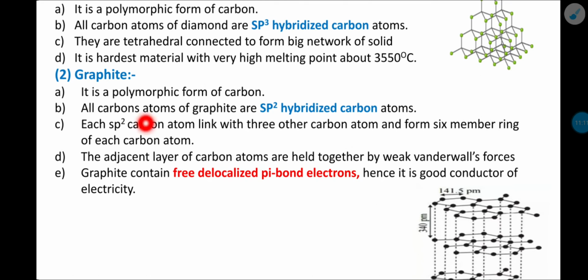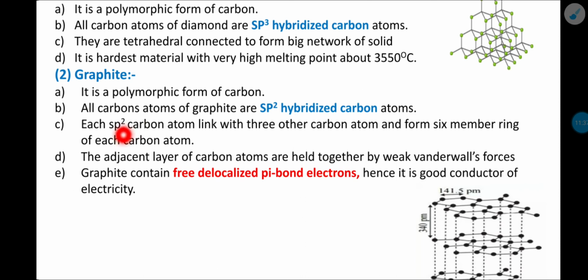The second covalent solid is graphite. These are the properties of graphite. It is a polymorphic form of carbon. All carbon atoms of graphite are sp2 hybridized carbon atoms. Similar questions may be asked: all carbon atoms of graphite are sp2 hybridized carbon atoms.